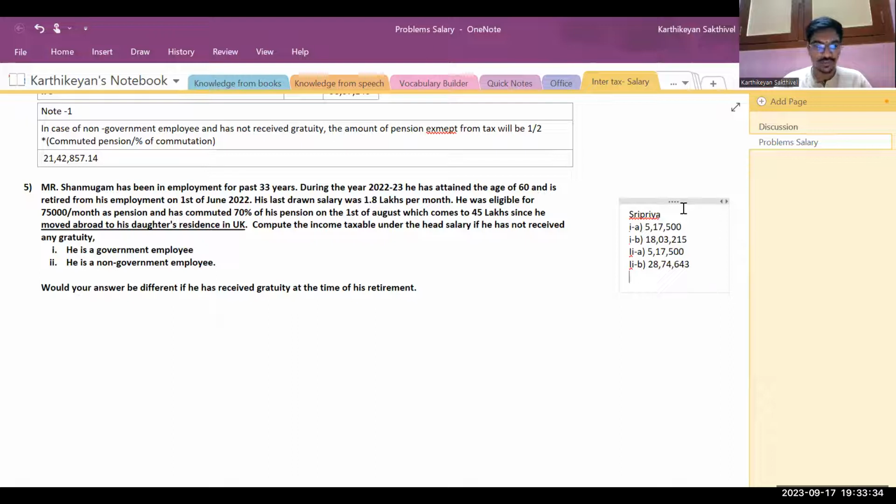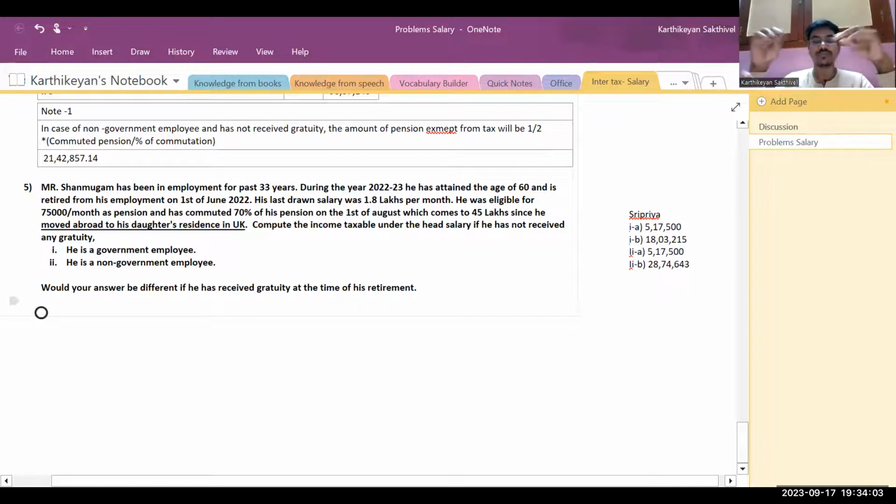Okay, not an issue. So one word of caution, as I've already said, since the person is living outside India, we should check his residential status before determining the income which is taxable in India. If he is a resident, the amounts taxable in India will be different. If he is a non-resident, the amounts taxable in India will be different.